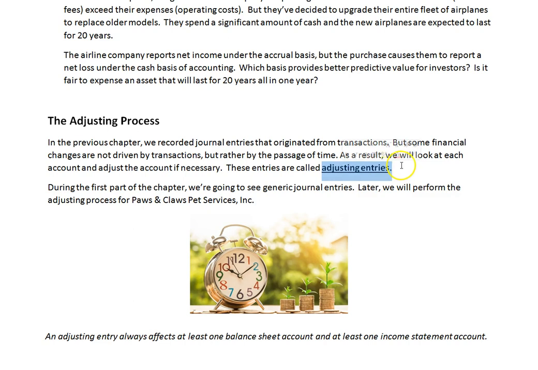So these are called adjusting entries. Adjusting entries basically get accounts up to date. We look at them at the end of the month and adjust them to get them to their appropriate balance at the end of the month. They're not transaction driven. They're usually driven by the passage of time.